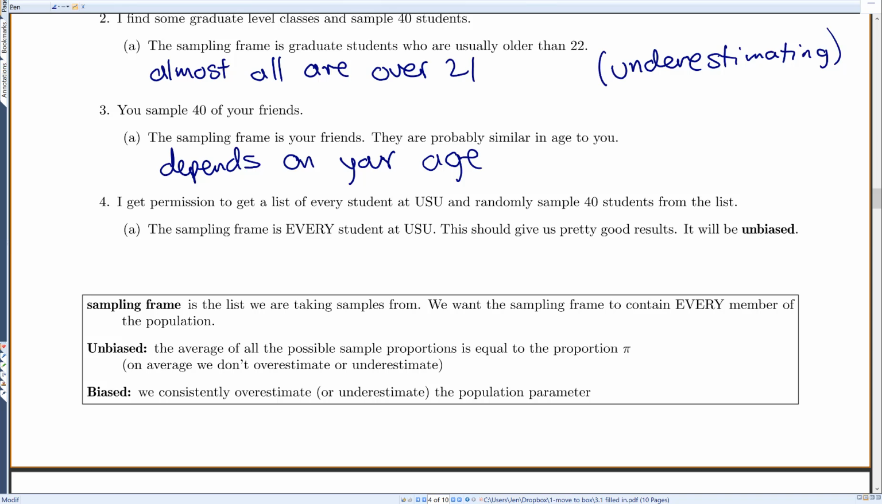It's unbiased if the average of all the possible sample proportions is equal to the proportion pi. That means that on average, we're not overestimating or underestimating. Bias means we consistently overestimate or underestimate the population parameter. And we don't ever want anything to be biased because then we know our results are off.